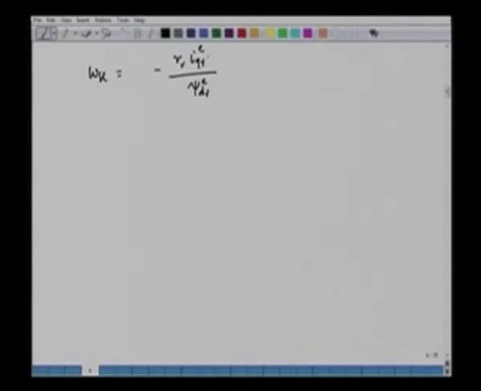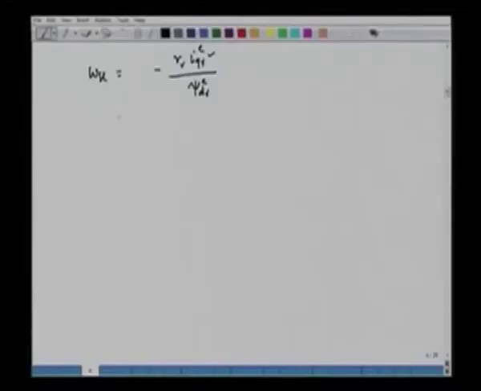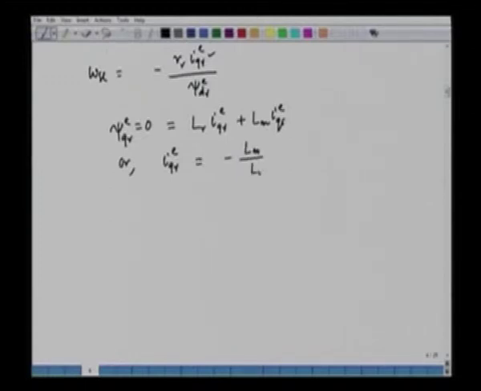Now we can substitute for IQR because IQR is the rotor current in the q axis, and the rotor currents are not easily accessible. So we have to replace the rotor currents by stator currents. So we can say here that psi QR equal to 0, and that's equal to LR IQR plus LM IQS, or we can say here that IQR is equal to minus of LM by LR IQS. So what we will do here, we will substitute for IQR in this case.